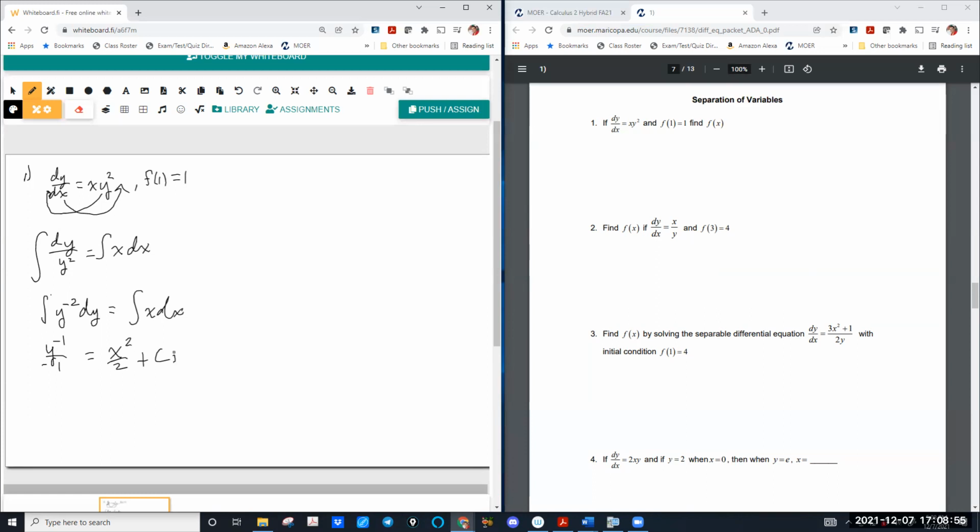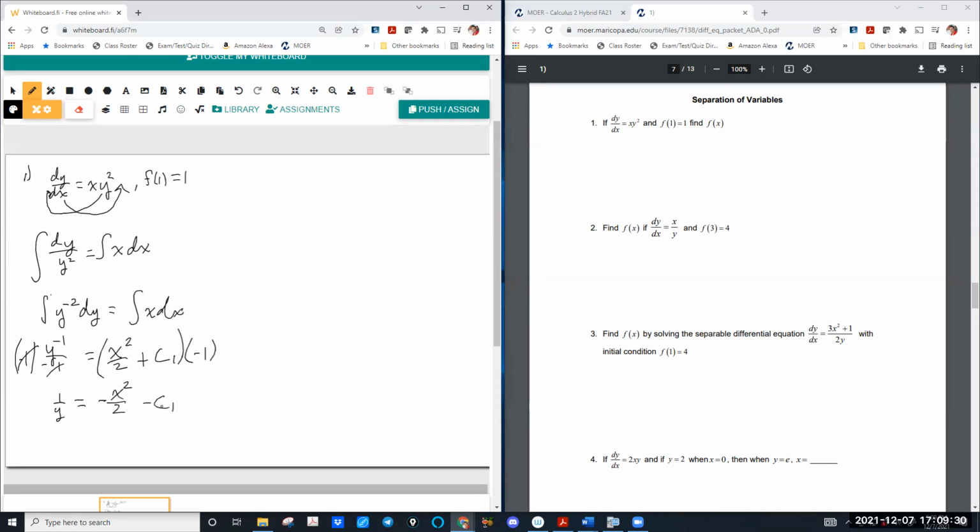So I'm going to call this, instead of just calling it c, I'm going to call it c1. So it's basically the first constant. Well, I want to get rid of this negative, so I'm going to multiply both sides by a negative 1. So over here, that basically just gets rid of the negative. And instead of writing this as y to the negative 1, I'm going to write this 1 over y. Over here, what does that do? Well, I distribute that, and I get the negative x squared over 2. And typically, we would say, okay, minus c1.